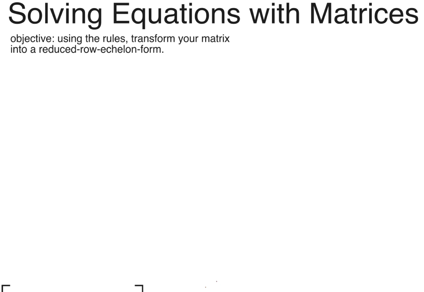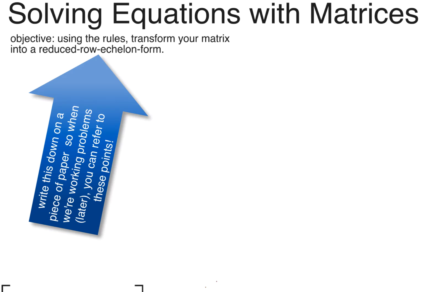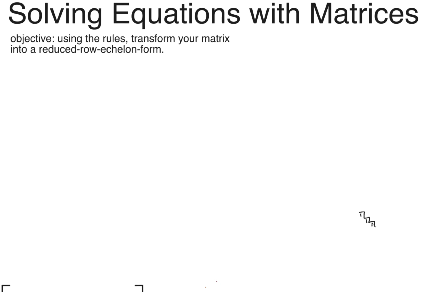Now, when we start working on matrices, our primary objective right now is basically to use the rules that I'm going to give you to transform your matrix into a reduced row echelon form. Reduced row echelon form comes from the fact that your matrix looks like a ladder. It kind of looks like that, because you'll have ones in each row, like little steps. You'll see when I show you that. That's our objective, and you always want to keep that in mind.